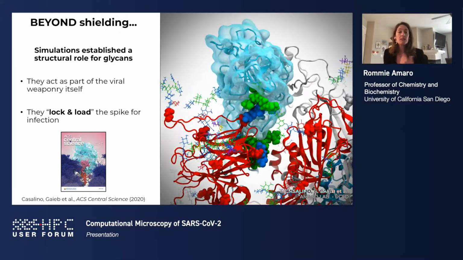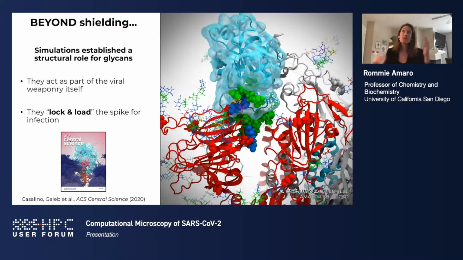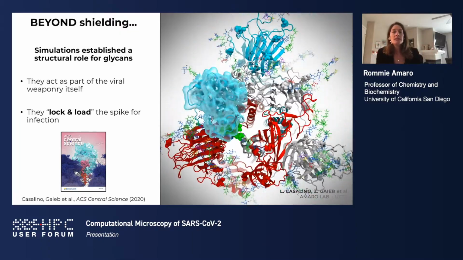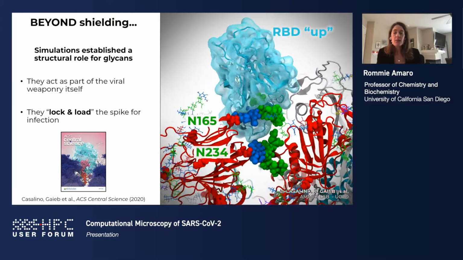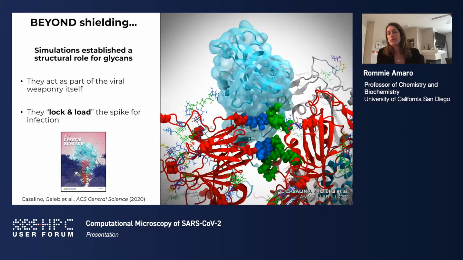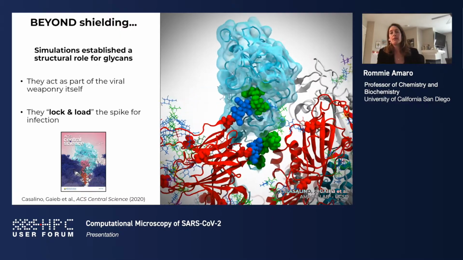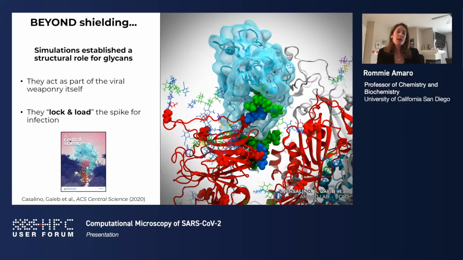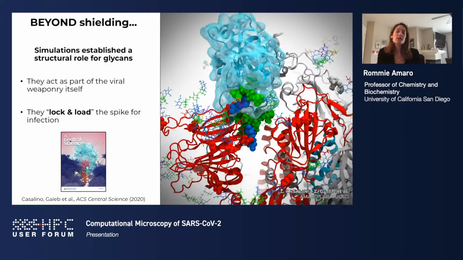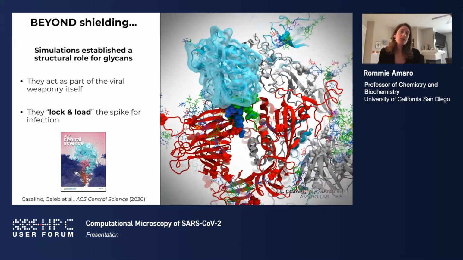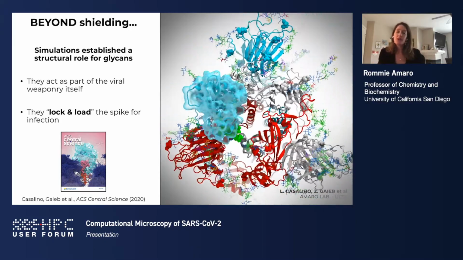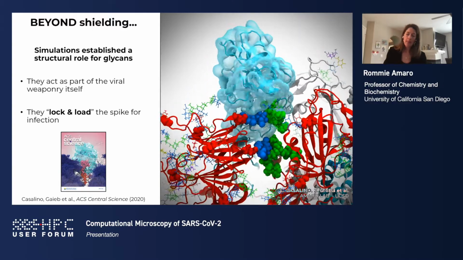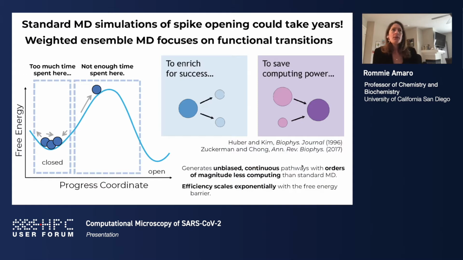Just to recap, beyond just showing the shielding, which many scientists around the world were interested in knowing, these simulations also established a never before seen role of glycans in biomolecular systems. And that was that this study actually showed for the first time how these two glycans in particular acted not only to shield the spike, but as part of the infection weaponry itself by locking and loading the spike for infection.